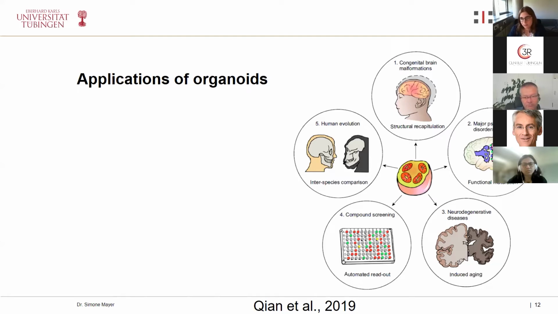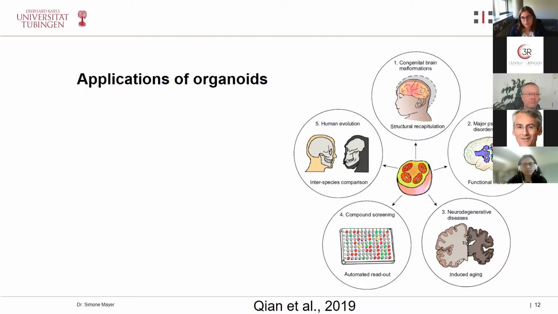The second major point here is about psychiatric disorders, where we often have a functional maturation problem, but often it also goes back to problems with neurodevelopment. And so there are studies that use, for example, iPSC derived from patients that have maybe schizophrenia or autism spectrum disorders to understand the processes that are malfunctional at the cellular and molecular level. Similarly, organoids are being used to study neurodegenerative diseases and also to induce aging phenotypes.